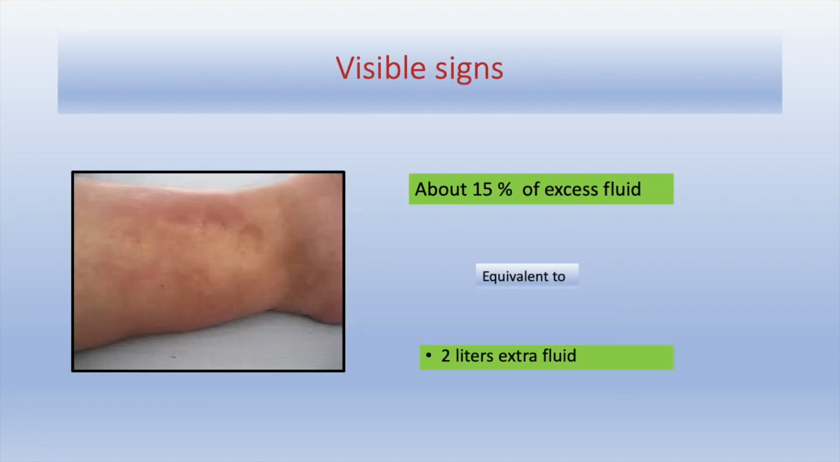So edema is defined as extra fluid or excess fluid in the intercellular or the intracellular spaces. It takes about 15% of excess fluid, or the equivalent of 2 liters, for any visible signs to be seen with peripheral edema.